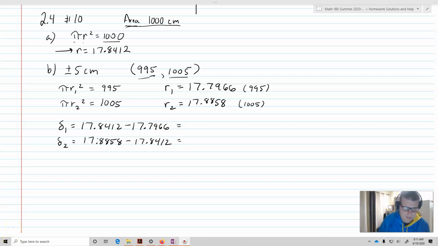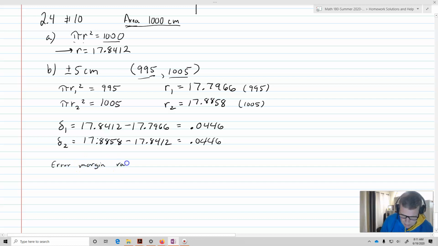When I do these subtractions, the top one is going to be 0.0446, and the bottom one is also 0.0446. So at least when we're going out to 4 decimal places, it's going to be 0.0446. That's the error margin that we have in the radius. So the error margin in the radius is 0.0446. That's actually our answer to B. We want to be within 0.0446 to control the distance of the radius.